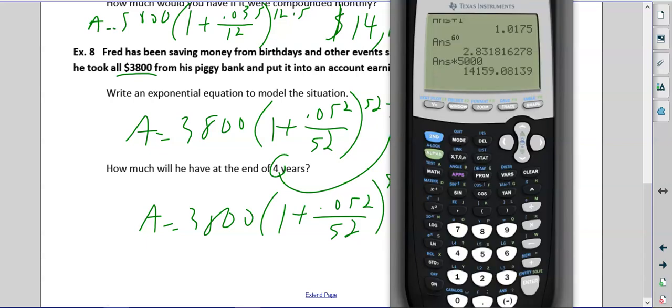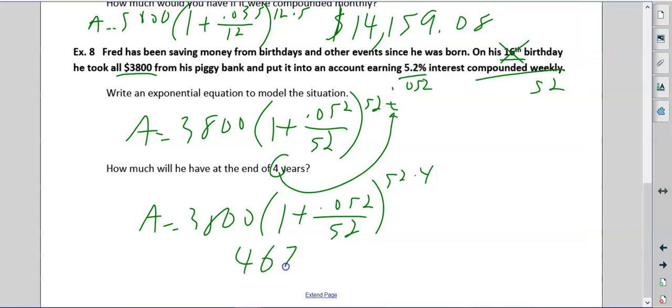Which again, the calculator will just let us put that right in. So 0.052 divided by 52 plus 1 raised to the power of 52 times 4. And then that times 3,800. So rounding, 1, 2, 3, the 3 tells the 2 to stay. So 46, 78, 12. 46, 78, and 12 cents.